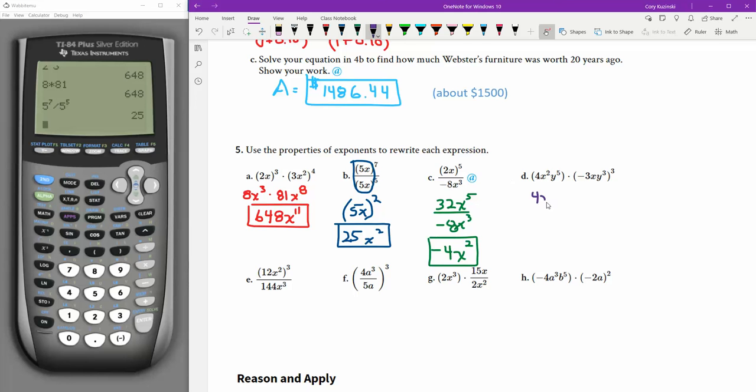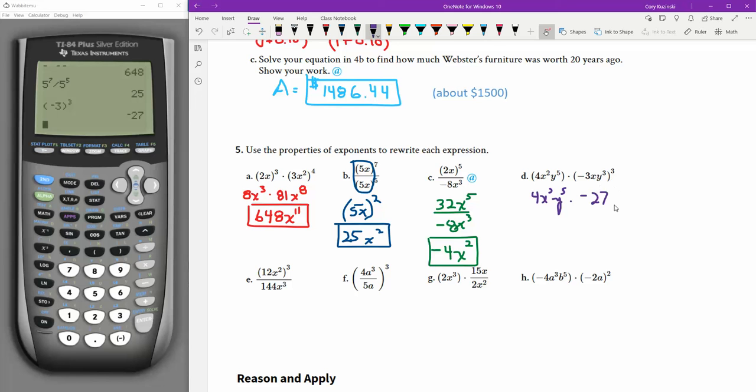All right, I'm not going to do anything with this first factor here because I need to do this third power right here first. So negative 3 to the third power. Negative 3 to the power of 3 is negative 27, as in negative 3 times negative 3 is 9, times another negative 3 is negative 27.